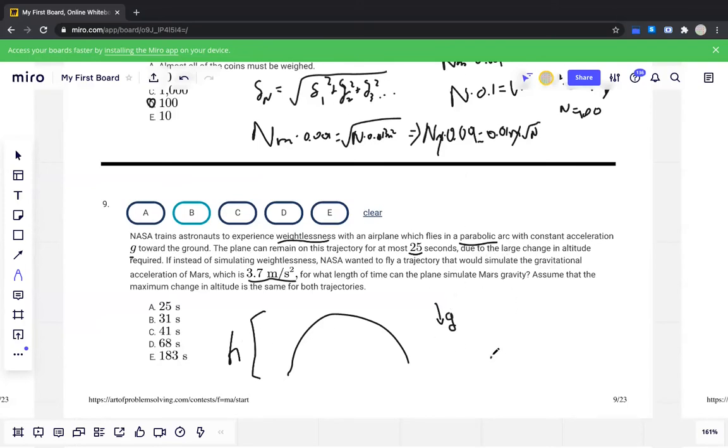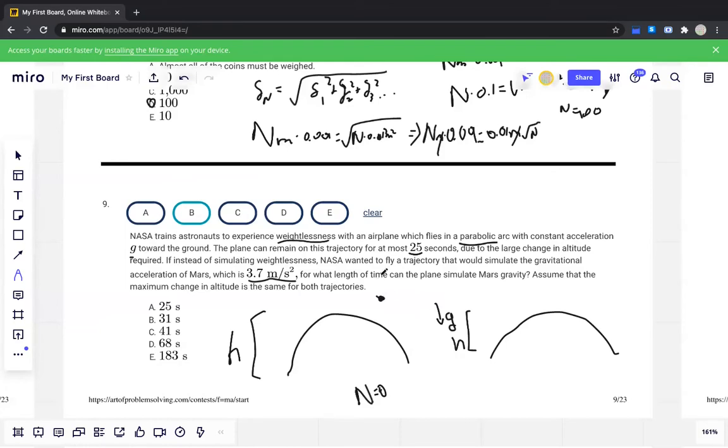So now there's going to be a new parabola, probably looking like this, with the height h, but with the larger time. So the first thing we need to know is, how does it experience weightlessness? Well, the astronauts experience weightlessness when the normal force on their seats is equal to 0. So let's just draw the FBD of one of these people. So we have some guy that's on this parabolic arc, and they're experiencing weightlessness.